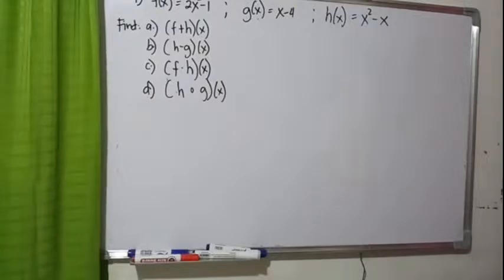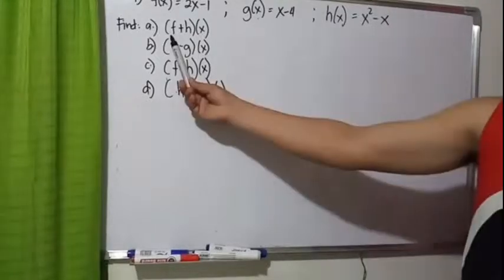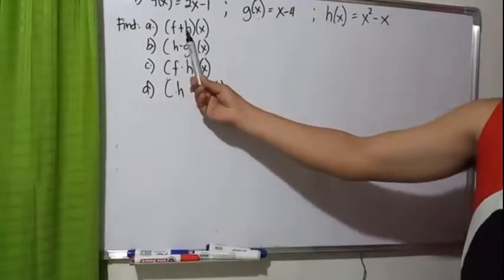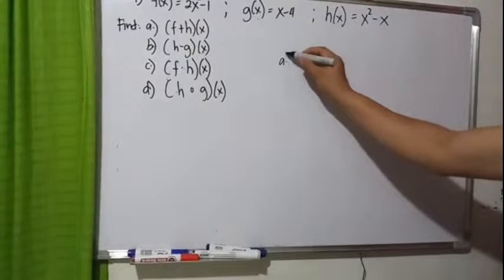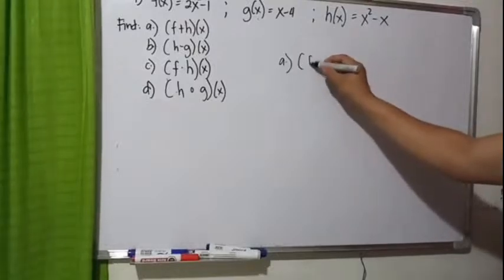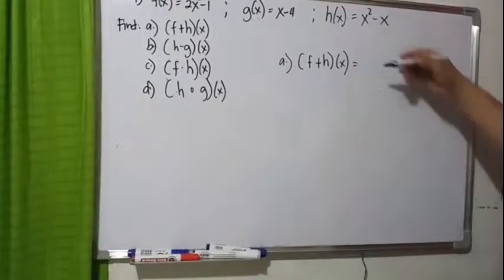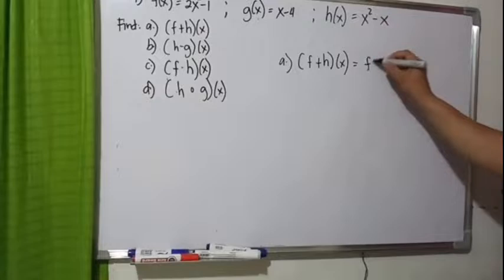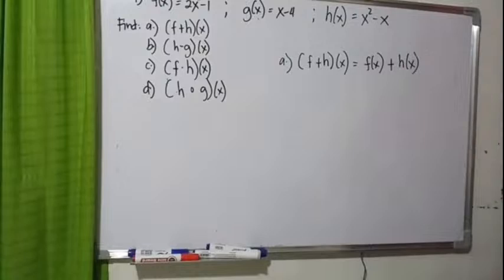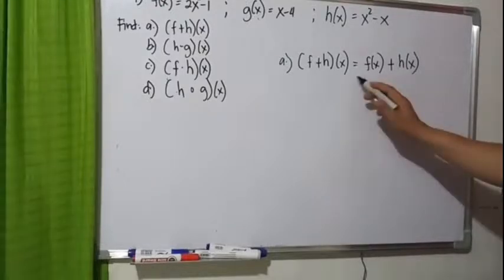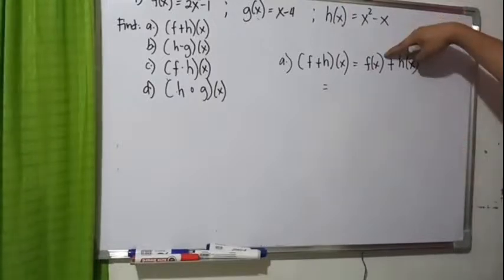Okay, next, letter A muna tayo. So based on this formula, the quantity of f plus h times x. So that is sum. So formula is letter A, the quantity of f plus h times x equals, substitute lang natin yung x, that is f of x plus h of x. Next, ito yung sum. Let's find the value of f of x. Ano ba yung value ng f of x natin given value of f of x?